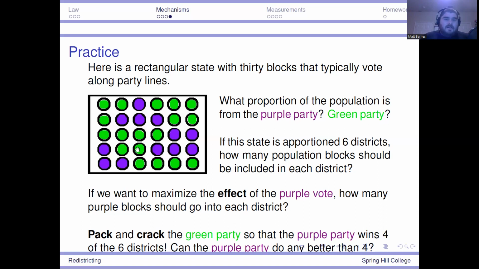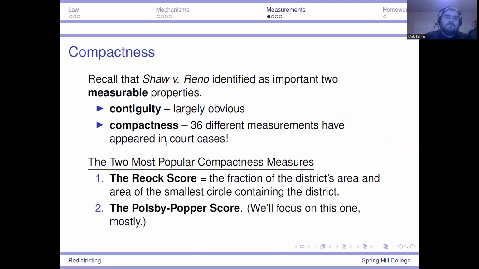Is there a way that we can use packing and cracking to break up the green party so that purple wins 4 of the 6 districts? So even though they're only 40% of the total population, can we get them to win 4 districts? Right, so I'm going to let y'all work on that, right? Go ahead and pause the video here and try and do that. We'll see the answer in a little bit. Comes on a little later in the slides.